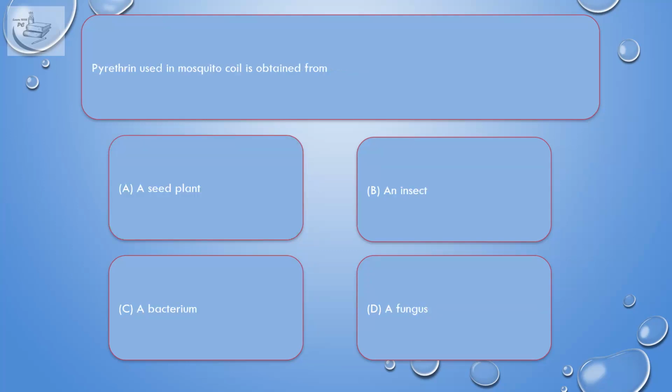Question: Pyrethrum used in mosquito coil is obtained from A. A seed plant. B. An insect. C. A bacterium. D. A fungus. Correct answer is A. A seed plant.